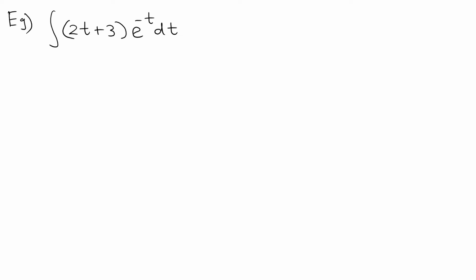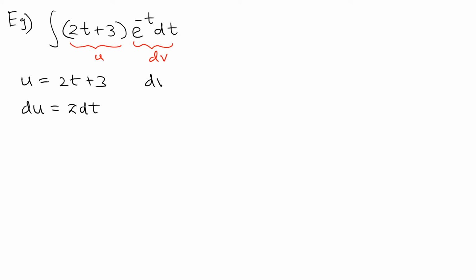So that means we're going to take the algebraic one as the u and the rest of them as the dv. So that means we can write u equals 2t plus 3. So we take the derivative and then we can write du equals 2 dt after the derivative and multiply. And then the rest we have dv, which is e to the negative t dt, and then we're going to take the integral of this one.